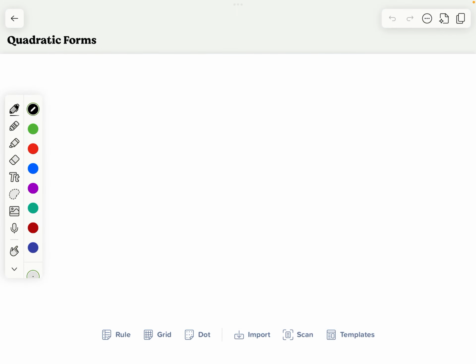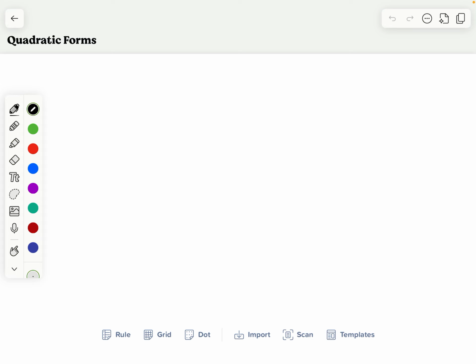Hello. In a previous video, we talked about the spectral theorem, which says that whenever you have a symmetric matrix, it has the form Q lambda Q inverse, where lambda is a diagonal matrix consisting of the eigenvalues of the matrix, and Q is orthogonal. And we're going to use that to study something called quadratic forms.